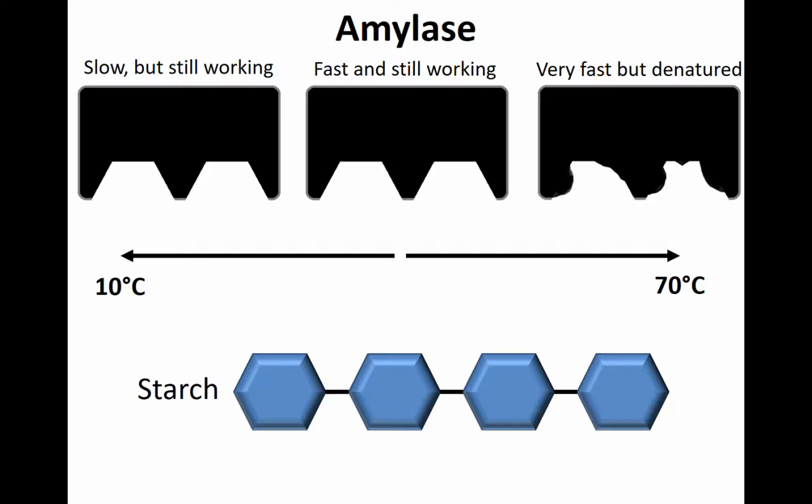At optimum temperatures, around 37 degrees, the enzyme will be moving more quickly, as will the starch, but it will also still be working. This is the optimum temperature because not only is the enzyme working, but it's colliding frequently with the starch molecules because the molecules are moving fast.